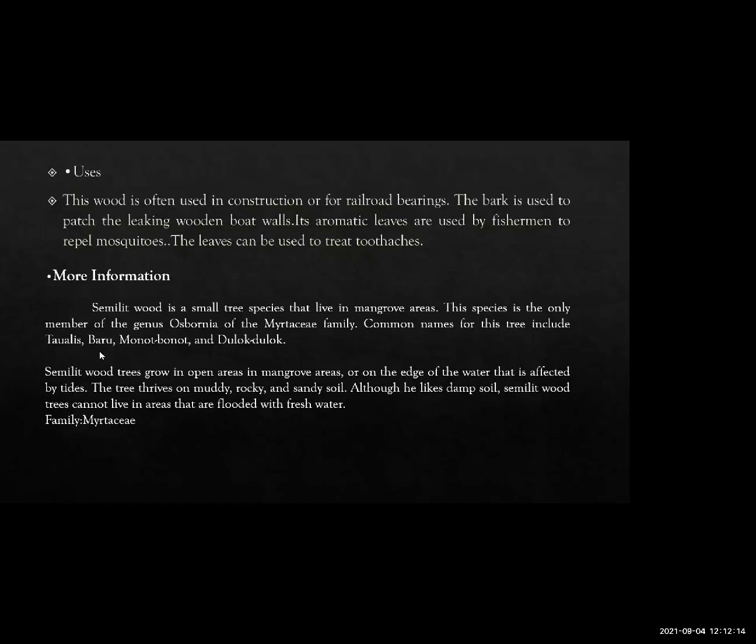More information. Smilet wood is a small tree species that lives in mangrove areas. This species is the only member of the genus Osbornea of the Myrtaceae family. Common names for the tree include tawales, baro, monot-bonot, and dulok-dulok. Smilet wood trees grow in open areas in mangrove areas or on the edge of the water that is affected by tides. The tree thrives on muddy, rocky, and sandy soil. Although they like damp soil, smilet wood trees cannot live in areas that are flooded with fresh water. Family Myrtaceae.